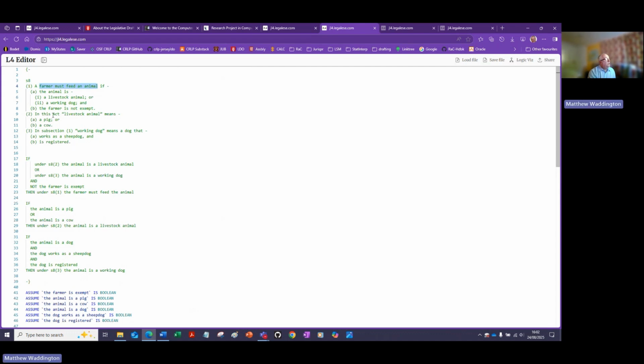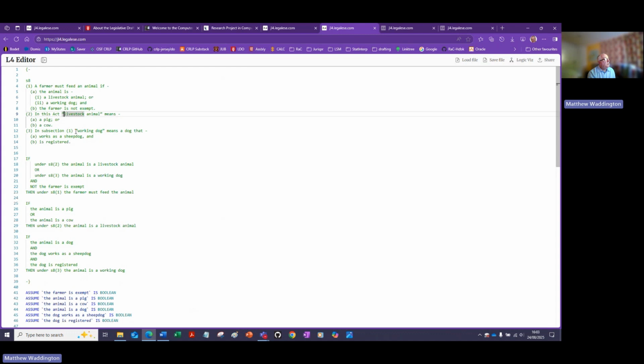The definitions, we've not tried to capture the bit about the scope of the definition, in this act or in subsection 1. Livestock animal means a pig or a cow. We've recast that as if-then. So if, and again we've made full sentences, if the animal is a pig or the animal is a cow, then under section 8.2 the animal is a livestock animal. So if it means that, then the animal is that.